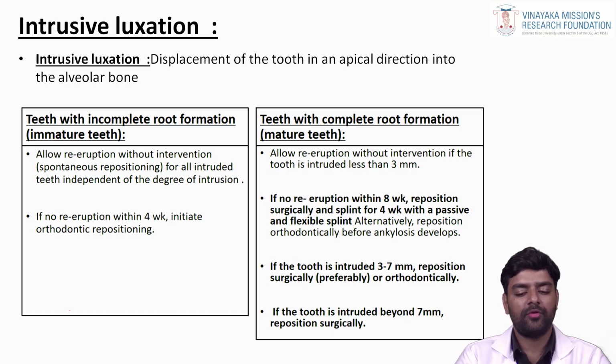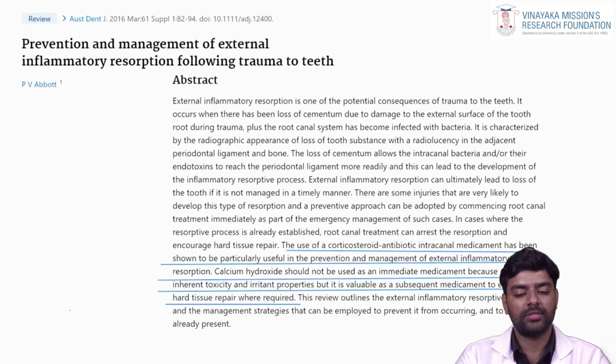Teeth with complete root formation, mature teeth: allow re-eruption without intervention if the tooth is intruded less than 3 mm. If there is no re-eruption within 8 weeks, reposition surgically and splint for 4 weeks with a passive and flexible splint. Alternatively, reposition orthodontically before ankylosis develops. If the tooth is intruded 3 to 7 mm, reposition surgically or orthodontically. If the tooth is intruded beyond 7 mm, reposition surgically.